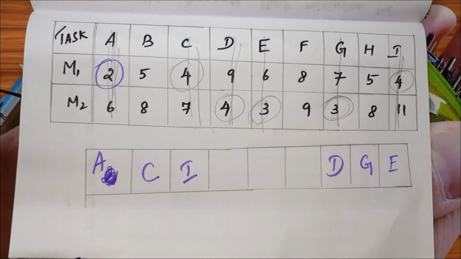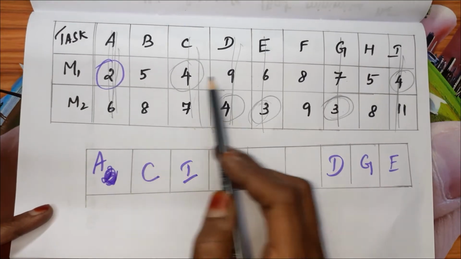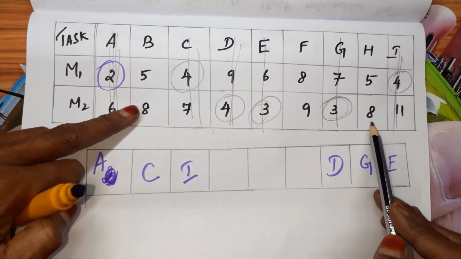So 4 is over. Now come to the next value, 5. 5 also we have in 2 places, and both the values are the same.